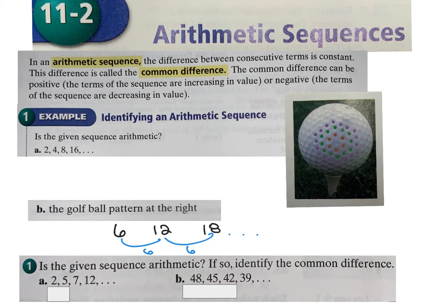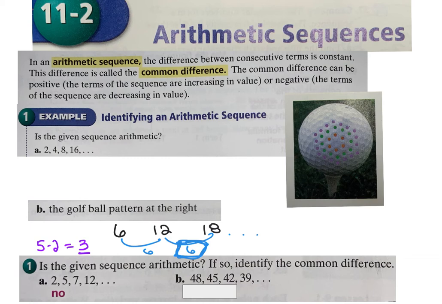So for 1, A, and B, are those arithmetic sequences? If they are, identify the common difference. The common difference is the number that you were adding to get there. All right, let's look at the first one. To find my common difference, I'm going to say 5 minus 2, which gives me 3. So 2 plus 3 is 5, yes. 5 plus 3 is 7, yes or no? No. So this is not an arithmetic sequence.